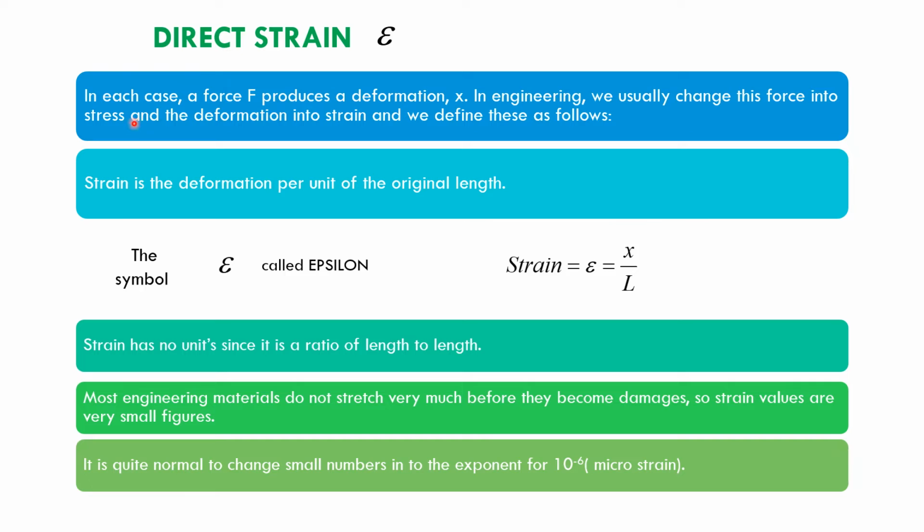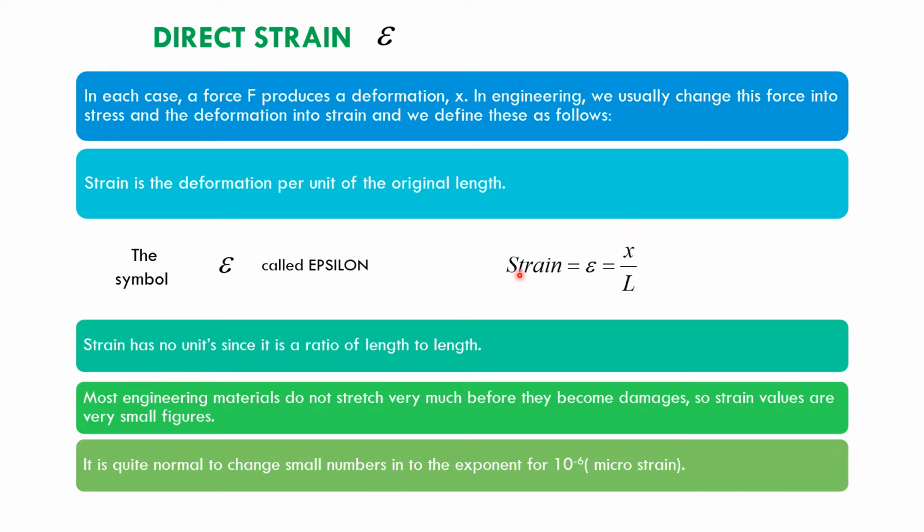Now let us move to the direct strain. So in many cases, when we apply the force to the body, it will deform, okay. So this deformation we classify as X. So in engineering, usually we will change this force into the stress and the deformation into the strain. So by this, we can define strain as the deformation per unit of the original length. Okay, so the symbol used for the direct strain is this one, and it is called epsilon.